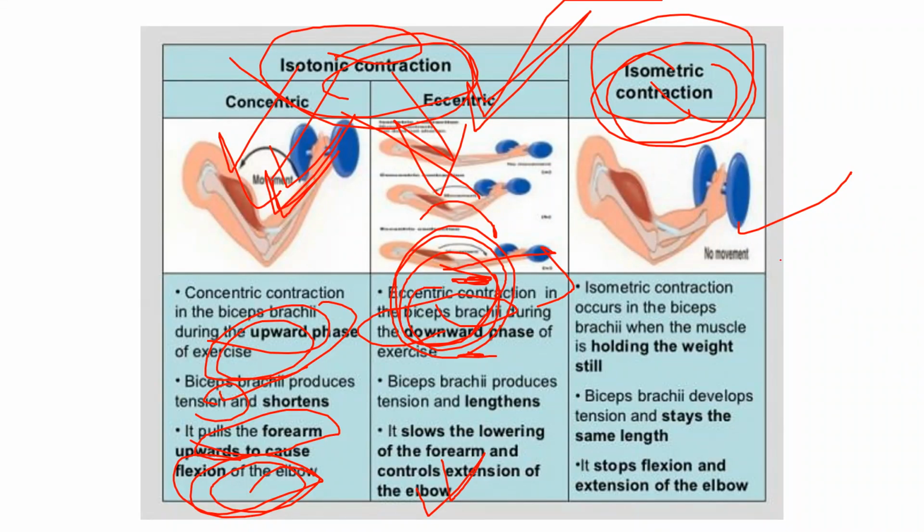And what is isometric contraction? It occurs in the biceps brachii when the muscle is holding the weight still. There is no movement at all. When it is holding any weight still, then we call it isometric contraction. Here the tension is there. Biceps brachii develops tension, but it stays the same length. It stops the flexion and the extension of the elbow. So there is no flexion and no extension of the elbow, and we call this kind of contraction the isometric contraction.